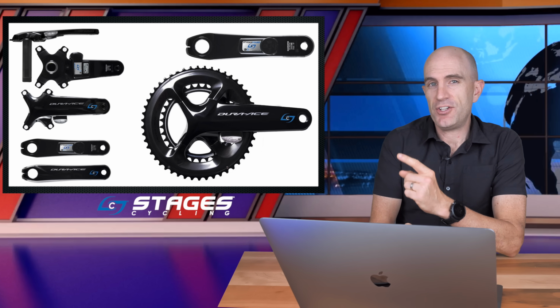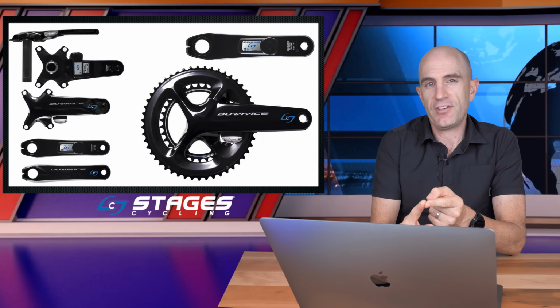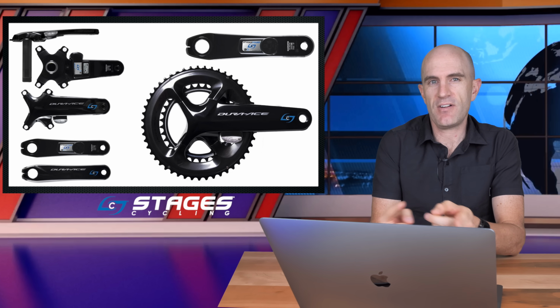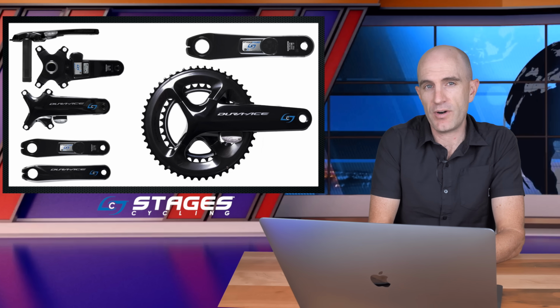The Stages left-right unit, as shown here, can be used as a left-only, a right-only, or for what it's really built for, a dual-sided power meter, where both sides are linked and presented as one over Bluetooth or ANT+.